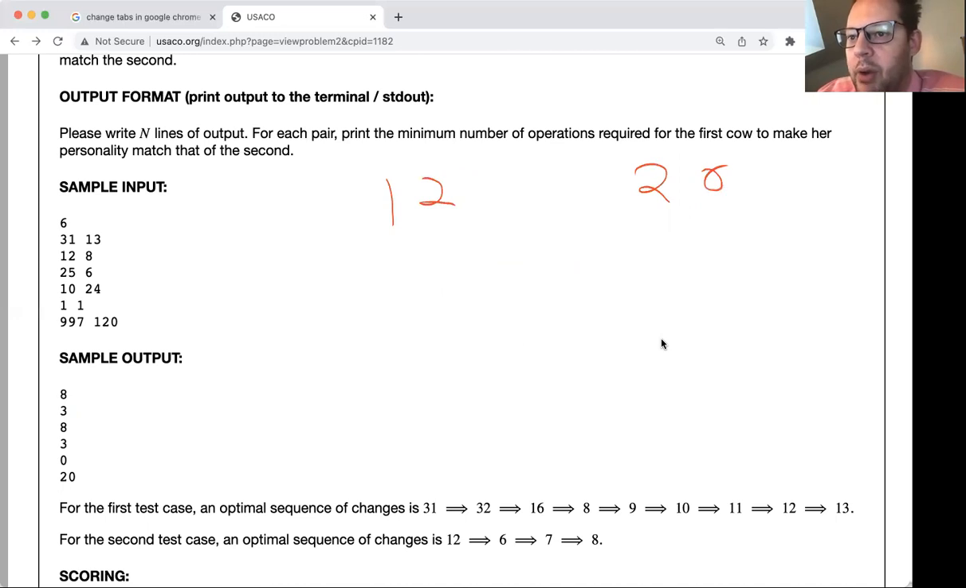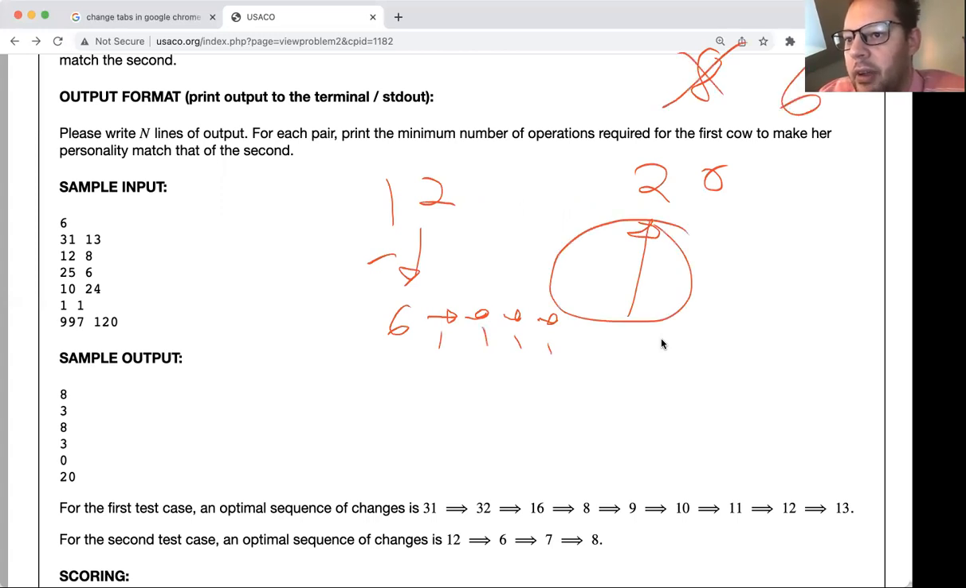12 and 20, if I were to just add, I could go 12 to 13 to 14 to 15 to 16 to 17, 18, 19, and 20, and that would be 8 operations. Or potentially what I could do is divide by 2 to get 6. And then from there, I could add 4, 7, 8, 9, 10. And then I could multiply by 2 to get 20. And that would be 1, 2, 3, 4, 5, 6 operations instead of 8.